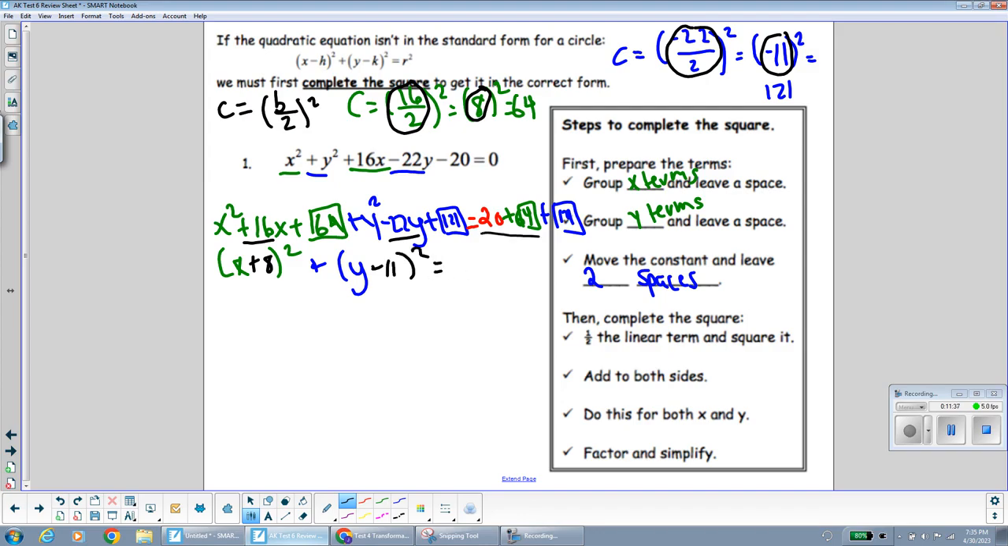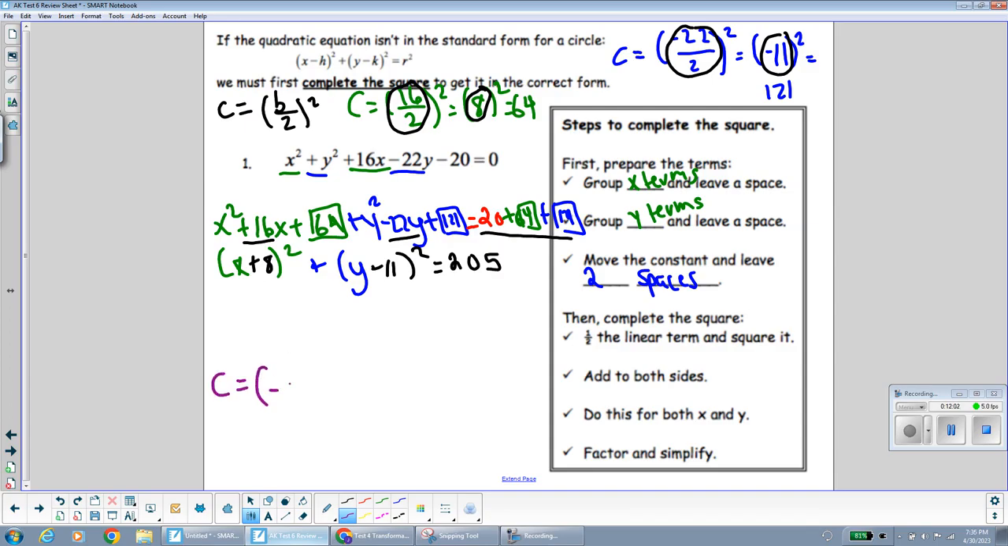And now all we have to do is add the constants on the right side of the equation. So if I get my calculator and I do 20 plus 64 plus 121, I get 205. So now if we need to identify the center and the radius, it's much easier because now we have our equation in the correct format.